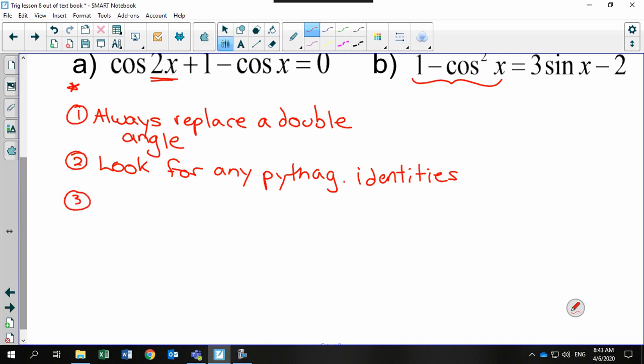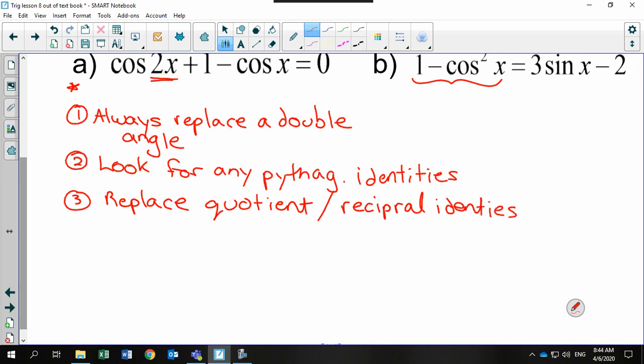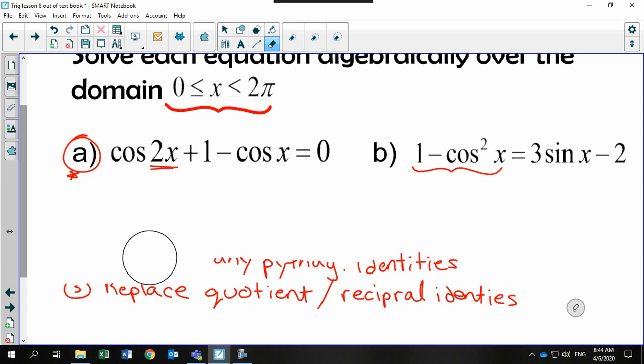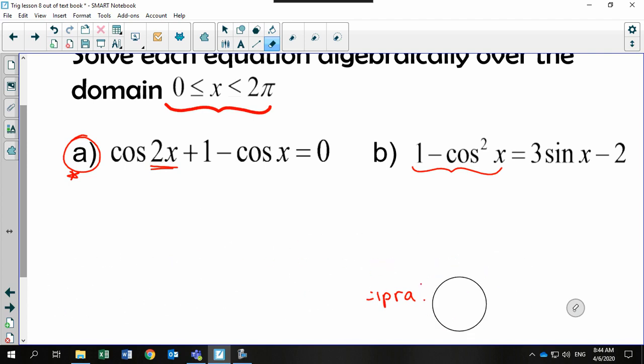And number 3, we always want to replace our quotient or reciprocal identities. Those are things like tangent, cotangent, cosecant, and secant. We like to get rid of those. So now that we have a few strategies of what we start to replace, if I look at this first example, we have cos of 2x plus 1 minus cos of x is equal to 0. Now I can't solve with that double angle in there, so I'm going to take out that double angle and replace it.